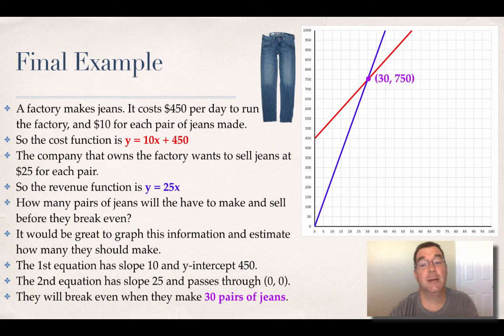Remember, x represents the number of jeans that they have to manufacture in order to break even or make a profit or make a loss. So they should be making at least 30 pairs of jeans per day in order to either break even or make a profit. So that's an example of graphing. So I've gone through examples of each type. I've done substitution, elimination, and graphing.